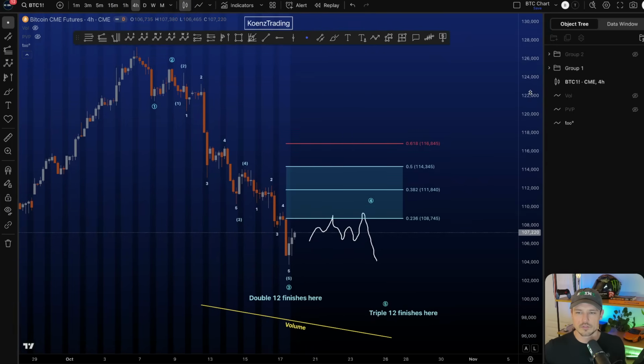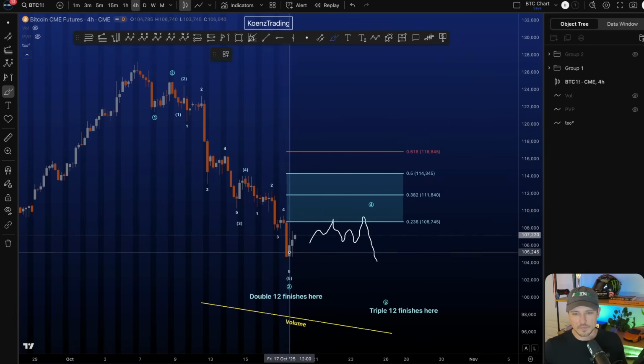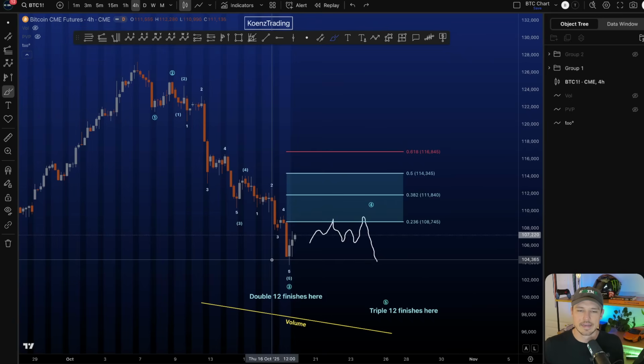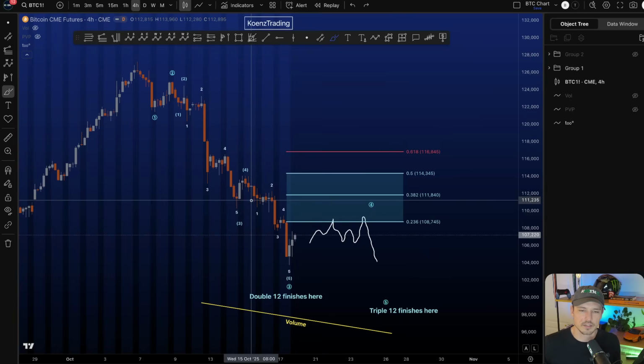So we have our triple 1-2 here on the CME. As I write here, double 1-2 would finish here, triple 1-2 gets one more low. And the main difference is not having this wick. So we can actually finish an impulse here with decent probabilities on the CME.